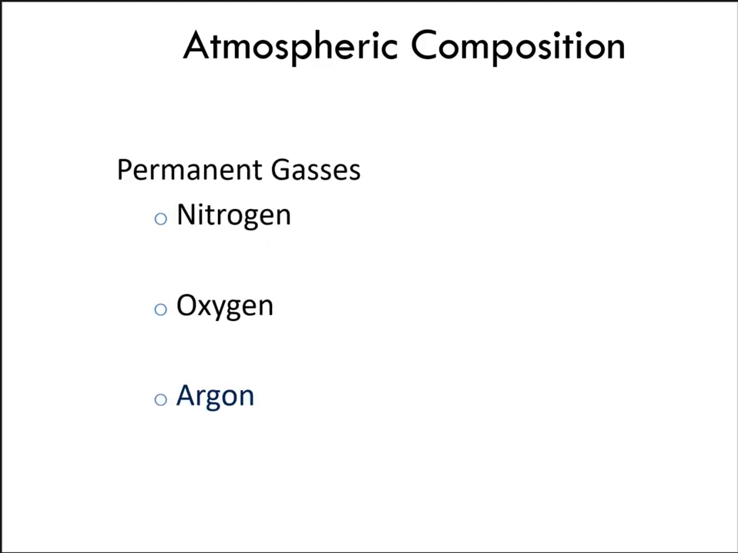When dealing with atmospheric composition, there are what we call permanent gases. Nitrogen, oxygen, and argon are called permanent gases because their concentration has remained virtually the same for much of recent Earth history. The three most abundant gases in the atmosphere are nitrogen, which makes up more than 78% of the total, oxygen, which makes up nearly 21%, and argon at 0.93%. So you should know what these permanent gases are and these percentages.